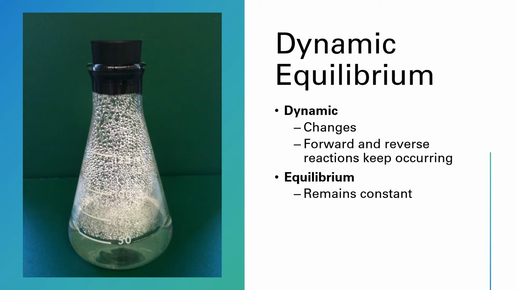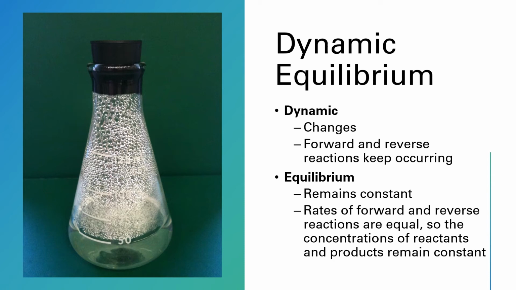So here we go. The dynamic part means that the forward and the reverse reactions keep occurring. And the equilibrium part is telling us that the rate of the forward reaction equals the rate of the reverse reaction. Since those reaction rates are equal, the amount or the concentrations of the reactants and products will remain constant.